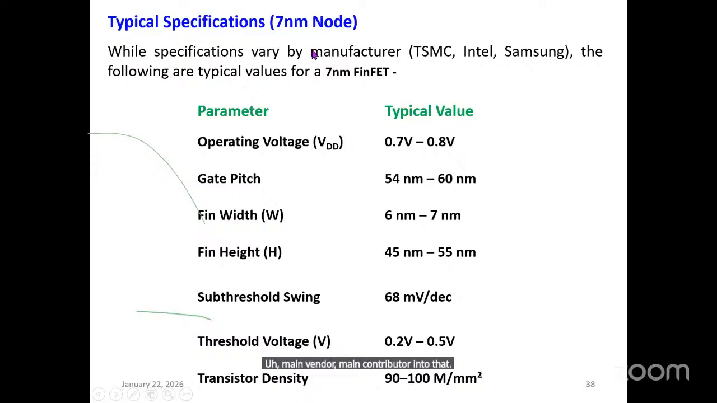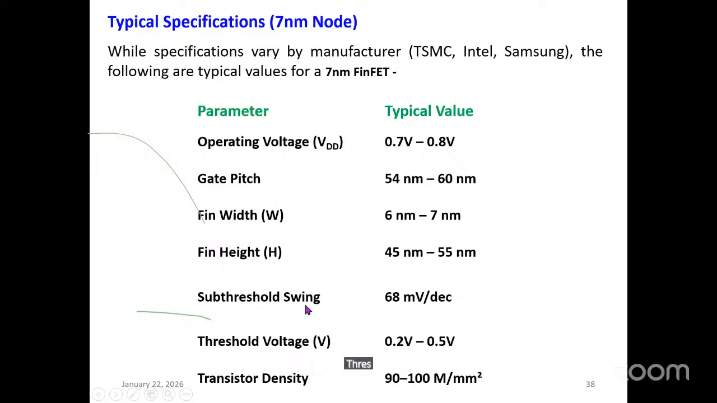All right. These are the specifications of 7 nanometer node. While reading this, keep in mind what was there in MOSFET. Operating voltage, see here, it is 0.7 to 0.8. Gate pitch is hardly 56 nanometer, and fin width is hardly 6 to 7 nanometer. Fin height is no doubt more than the width, therefore it is called as fin, like a fish fin.